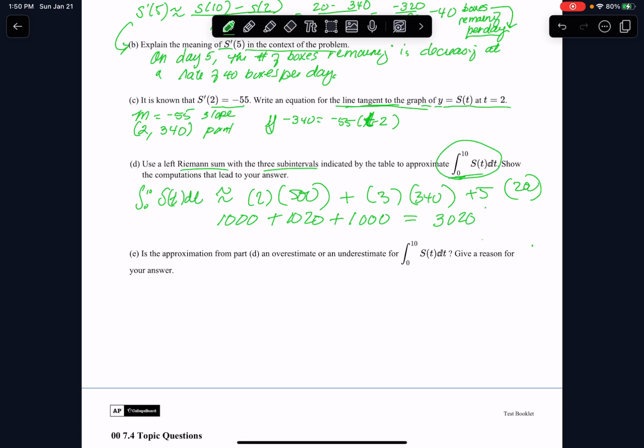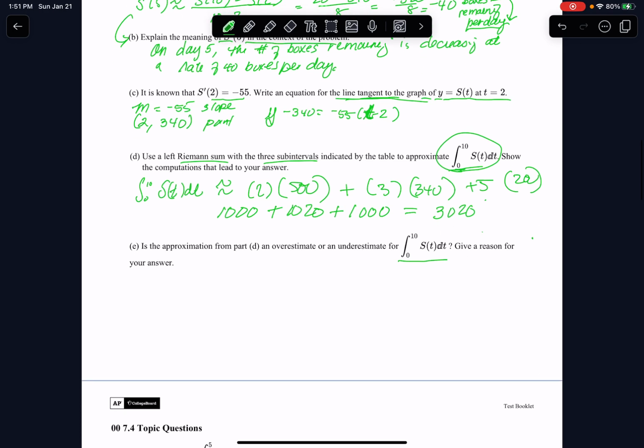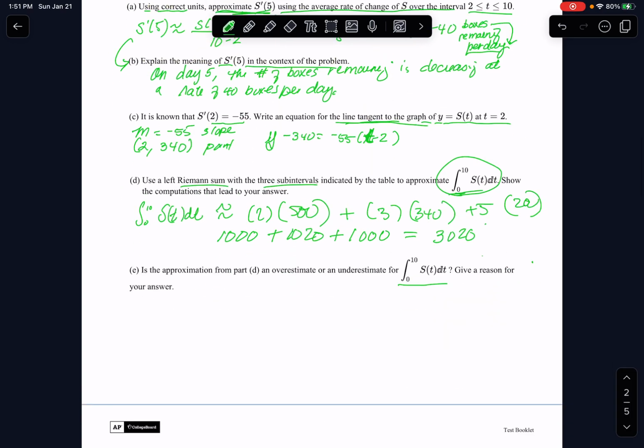All right, E says, is the approximation from part D an overestimate or an underestimate for 0 to 10 S of t dt? Okay. So if we're looking at a left Riemann sum, if you think about it, it's decreasing, right? So we have a decrease in function and we have a left Riemann sum. And so our Riemann sum is going to be an overestimate just by looking at it.